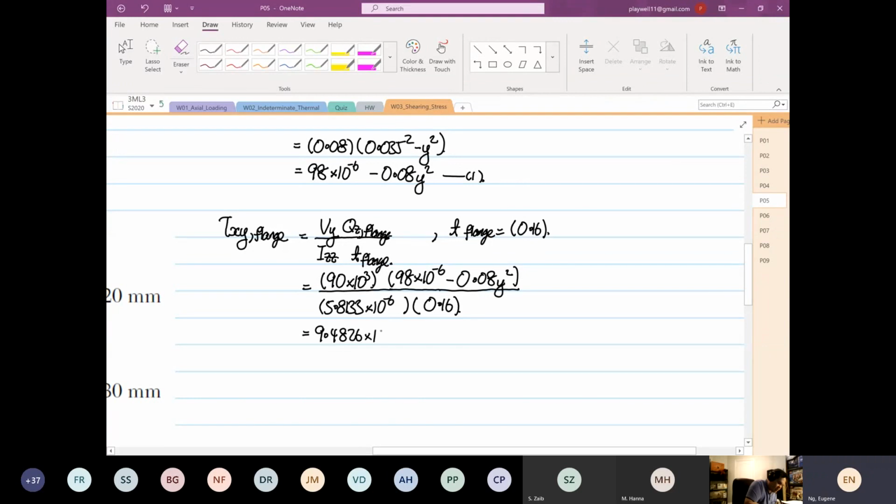0.4826 times 10 to the power 6 minus 7.7409 times 10 to the power 9 y squared. Okay, so this is your first answer on the shear stress distribution.